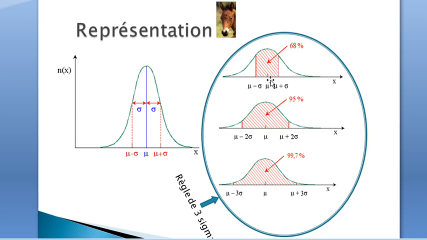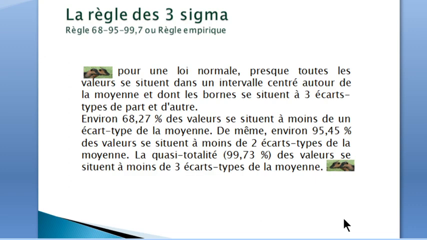It has been demonstrated that 68% of all the observations are found between the mean plus or minus sigma, 95% of all the observations between the mean and plus or minus 2 sigma, and finally almost all the observations between the mean and plus or minus 3 sigma. Hence the 3 sigma rules here presented.